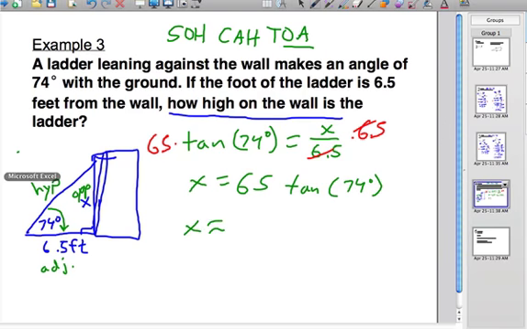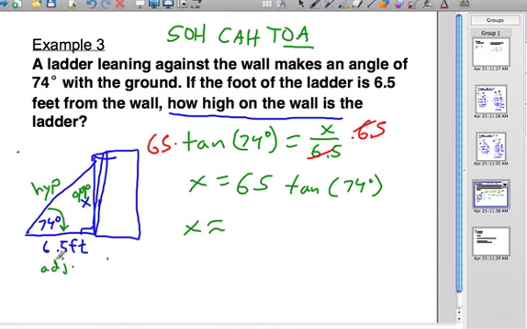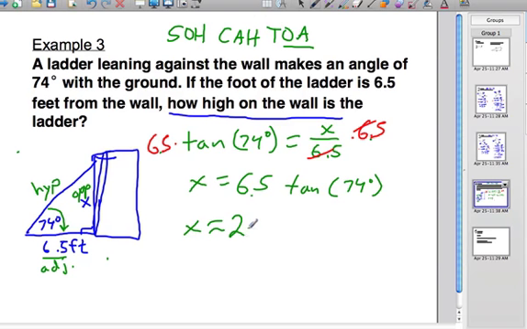Okay, I'm going to work that out on my calculator. And we have 65 tan 74 degrees is about 226 point... Oh, I made a small error. Hang on. That doesn't make sense. That's way too high. This is 6.5 feet in the question, so that should be 6.5 tan 74. So let me do that again. 6.5 tan 74 equals about 22.7. So let's say that's 22.7 feet, and that's your final answer.